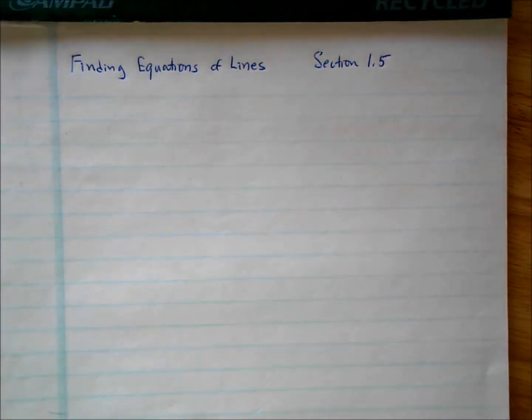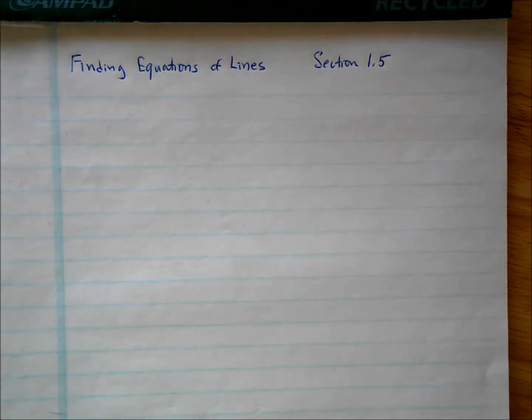Alright, today we're going to look at section 1.5. Up to this point in this class, you've been given the equation of the line, and from the equation, you've been asked to give information. Today we're going to reverse that. What I mean by that is, I'm going to give you information, you're going to turn around and give me the equation of the line.